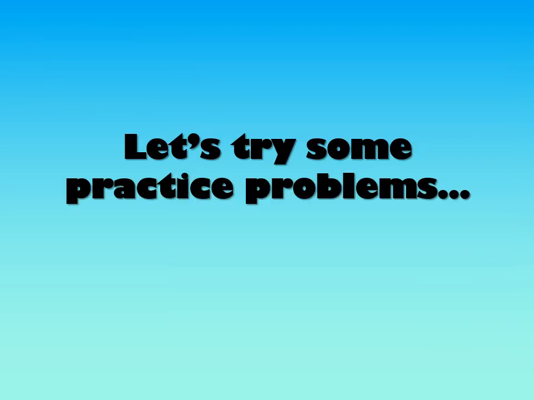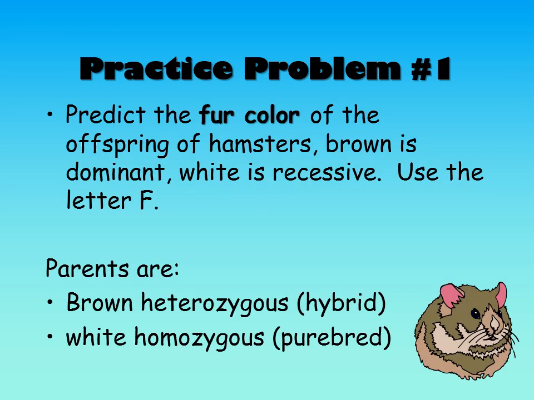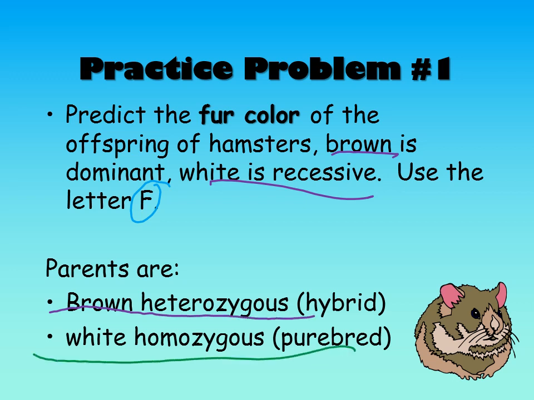Okay, let's try some practice problems. In this problem, we're looking at hamster fur color. We're going to use letter F, and it tells us in the problem that brown is dominant, white is recessive. So our parents are a brown heterozygous hamster and a white homozygous hamster. You can assign genotypes and fill in your Punnett square.